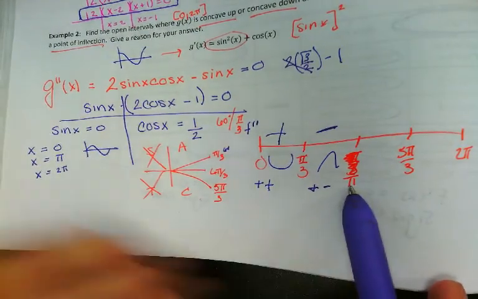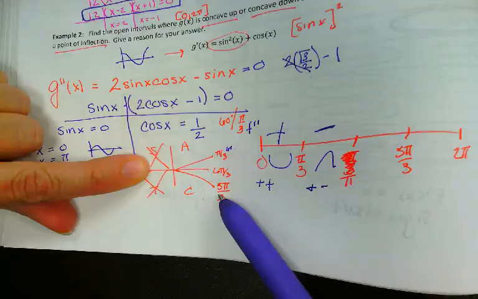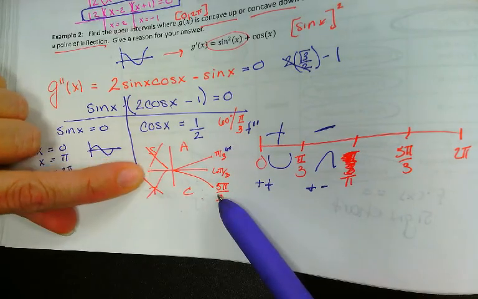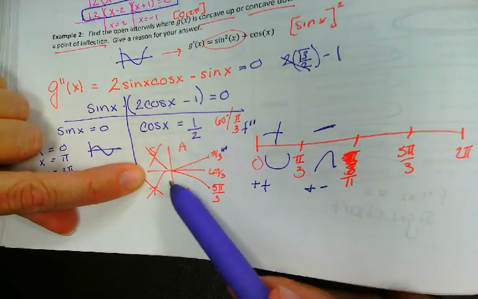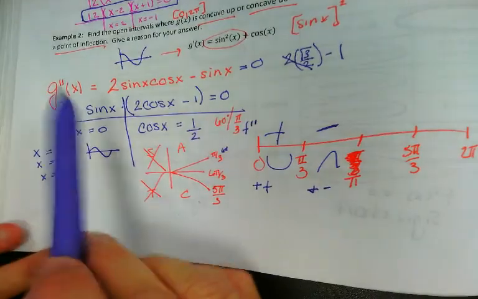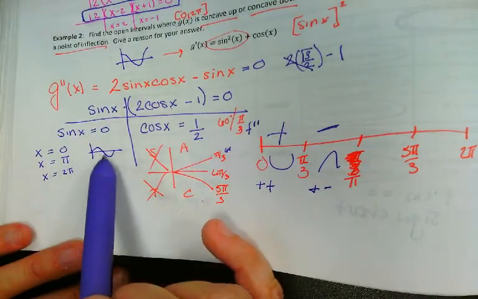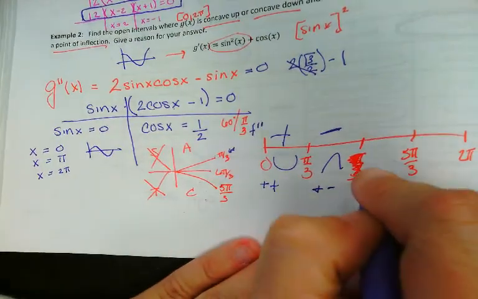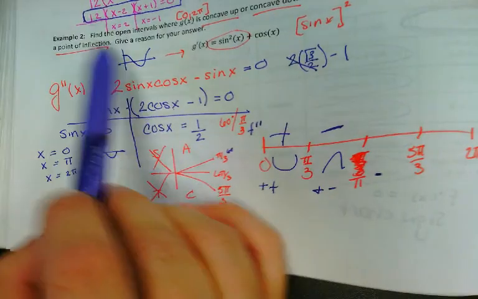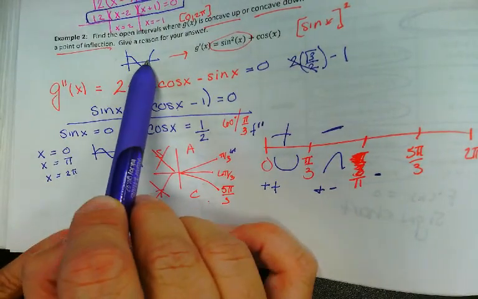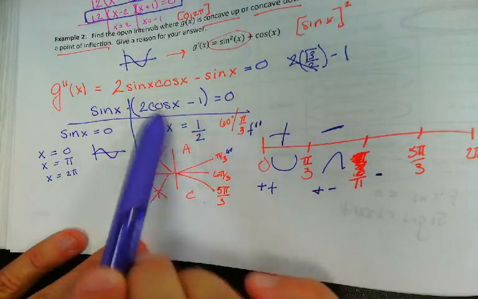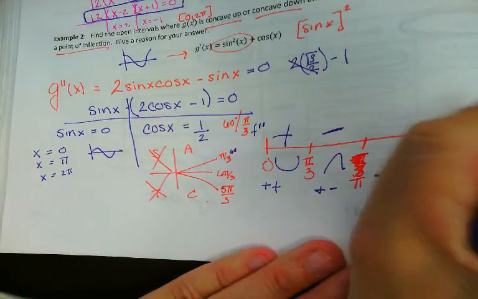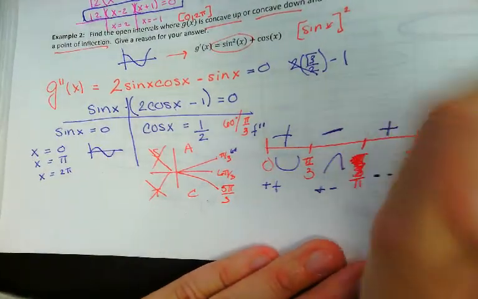Okay, so again, look between pi and 5 pi over 3. Who's a smart number to pick? 3 pi over 2, because it's on the curve. The sine of 3 pi over 2 is a negative. The cosine of 3 pi over 2 is 0. So that's 0 minus 1 is a negative. The two negatives make a positive.